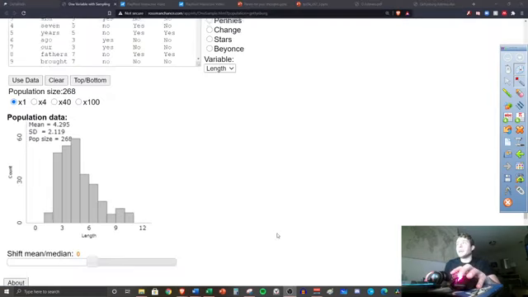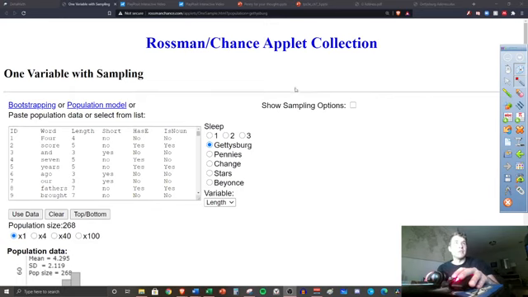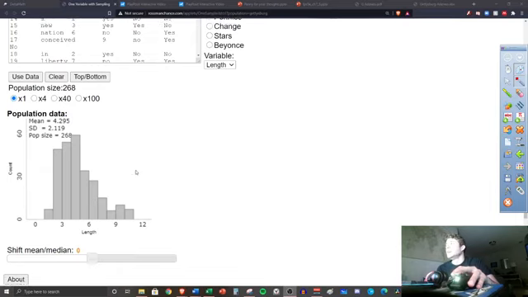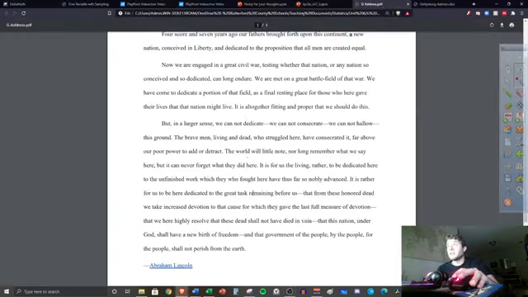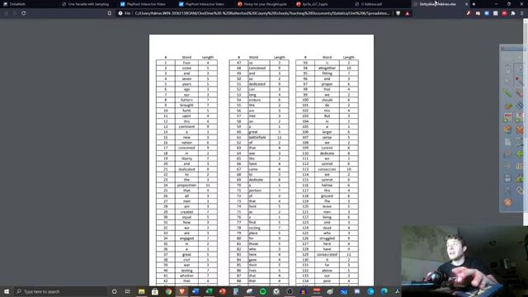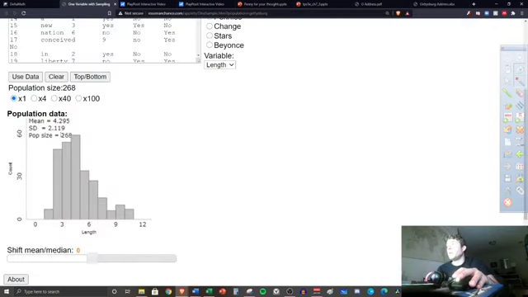So this website here, this is the same applet where we used the Reese's Pieces. Here is the distribution. This is the population distribution for the words in the Gettysburg Address. So look at this. It has the distribution, the counts, and there's 268 words in the Gettysburg Address. And we can see that the mean is 4.295.